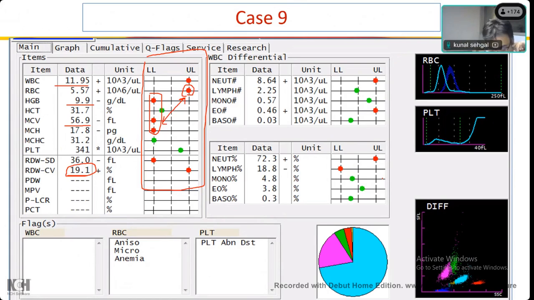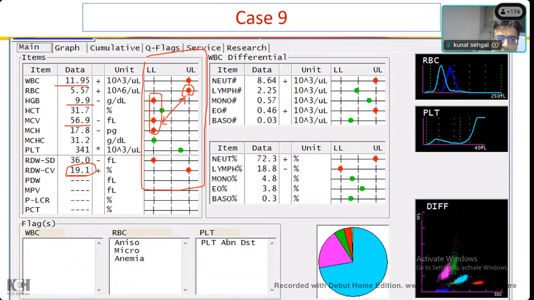Anyone? Combined. Excellent. So this is a combination of thal trait with iron deficiency anemia. Remember, just looking at one parameter does not help you. Here we need to look at the smear.